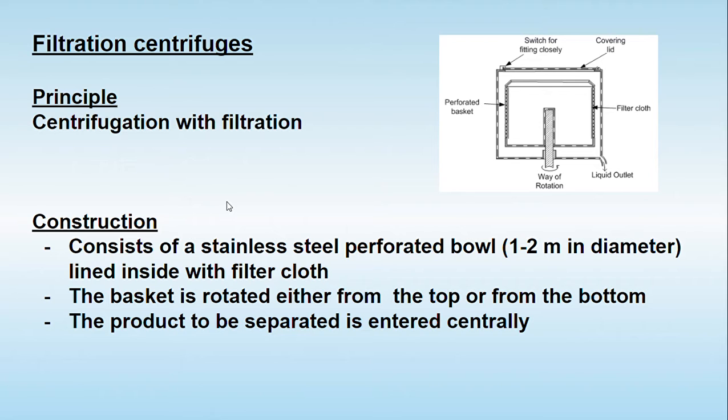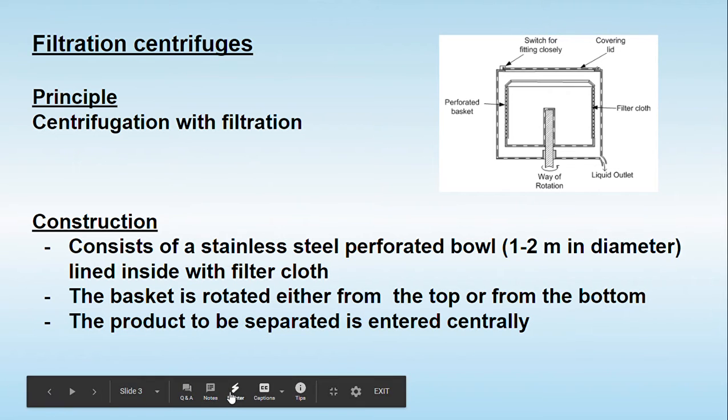So after using the principle of centrifugation, which throws out the material which is heavy in nature towards the periphery, it is followed by the filtration. So if you keep the filter paper over there, then the solids are going to be deposited in the form of filter cake, while the liquid passes through the filter medium and comes out. So the filtration centrifuges are basically used for the separation of insoluble solids from the liquid only. It cannot be used for the separation of two immiscible liquids from a single liquid mixture.